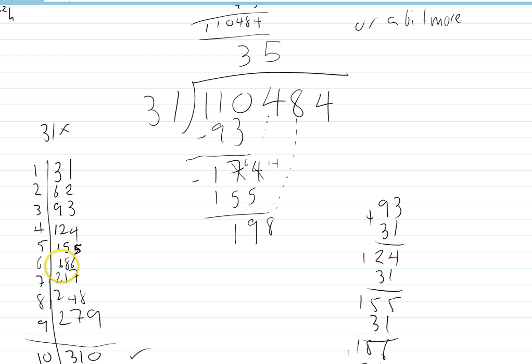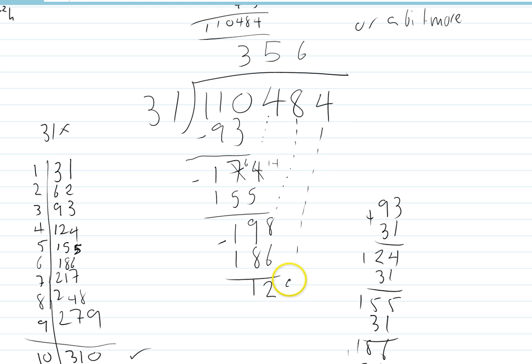198. Where are we up to? We can do 6 because that takes us up to 186. Can we go up to 217? No, we can't because we've only got 198. So it's not 7, it's a 6. There's a 6. 6 31s are 186 from here. And we subtract to see how many we've got left over. So it's 2, 1, 12.